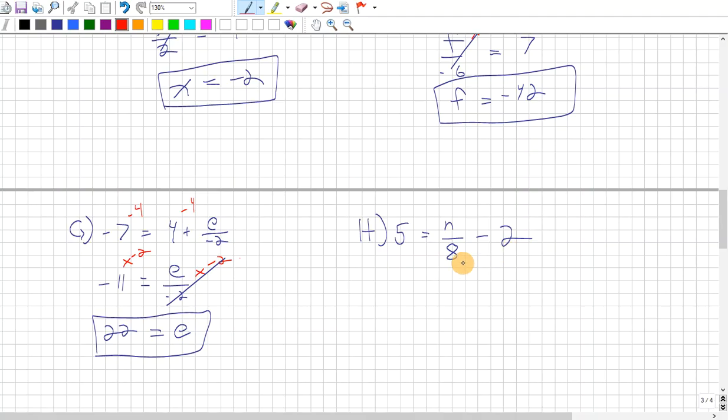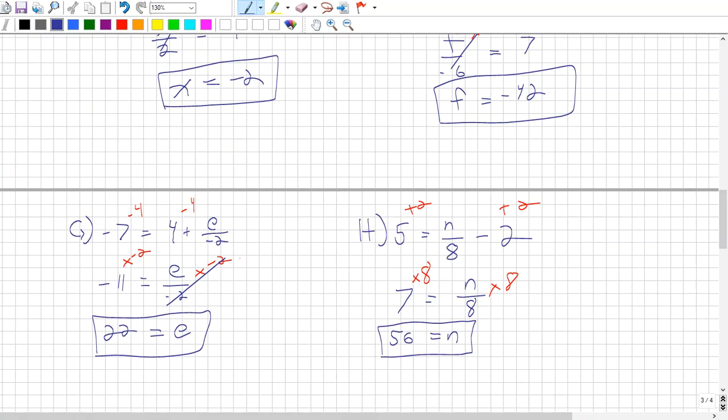Last example here. This one's fairly simple. I have n divided by 8 minus 2. First order of operations, I'm going to do opposite, right? I do the reverse order of operations, which is adding. So I'm going to add because this is being subtracted. Add 2 on both sides. 5 plus 2, of course, is 7, which is equal to n over 8. And this is n divided by 8, so I multiply by 8 on both sides. So I get 56 is equal to my value for n.